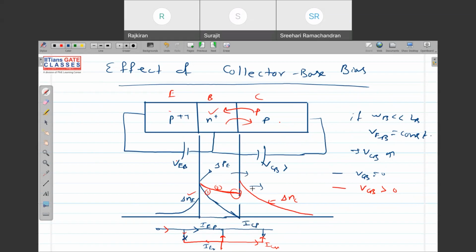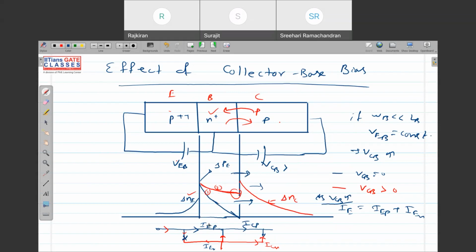So you see now, at the junction, the holes have been injected like this, and so also the electrons have been injected. The electron and hole have been injected in the same direction, right or not? So if I want to draw my emitter current, it equals IEP plus IEN. As VCB increases, what will happen to my IEP? Since the slope here is decreasing, what will happen to my IEP? IEP is nothing but dependent upon the slope, right?